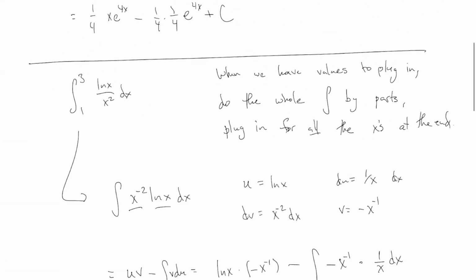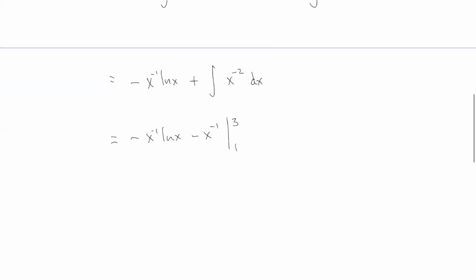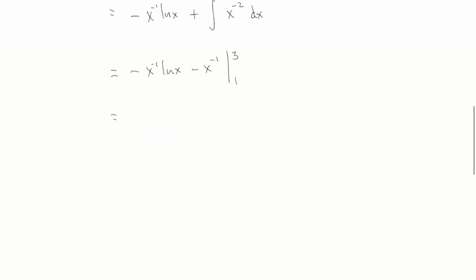All right. This is what I said. Do the whole integral by parts. Plug in for all the x's at the end. So my final answer is I plug in the 3. So this is going to be minus 3 to the negative 1 ln 3 minus 3 to the negative 1, and then subtract and plug in the 1. Minus 1 to the negative 1 ln 1 minus 1 to the negative 1. And that's that. I'm sure you could simplify this a bit. Ln of 1 is 0, so that part can go away. All those minus 1 powers are the same as like 1/3, but whatever.